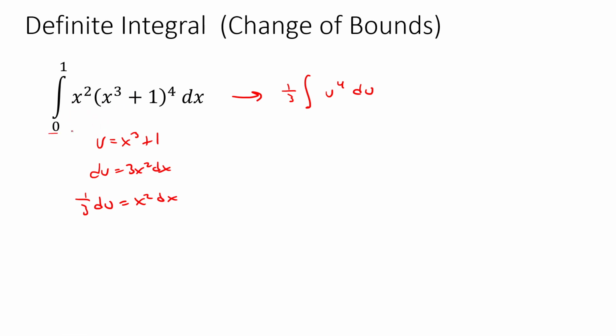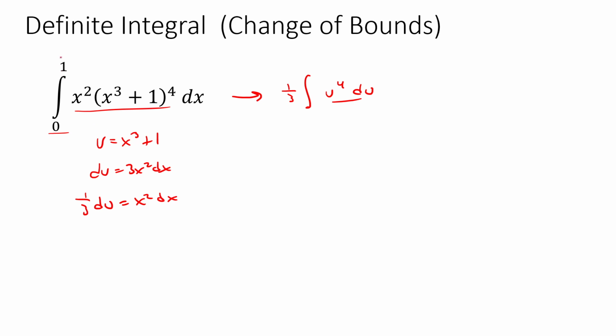Originally, I was trying to find the area under this function, which I'm not quite sure what it looks like, but it could have been some wavy thing and could have been something else. But this is just going to be straight up u to the 4th. It's a completely different function. And so there's no guarantee that the area from 0 to 1 of this thing is going to be the same as the area from 0 to 1 of this thing. We need to check by doing something called change of bounds.